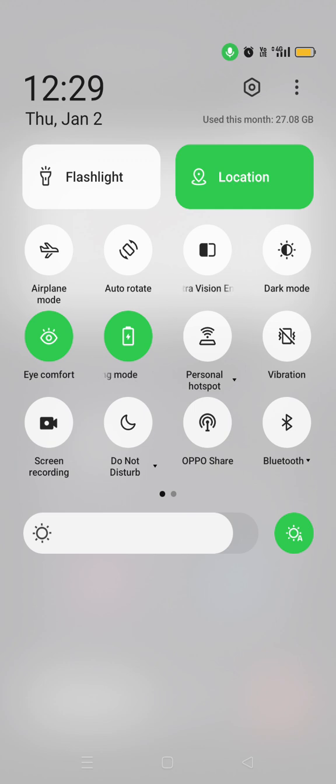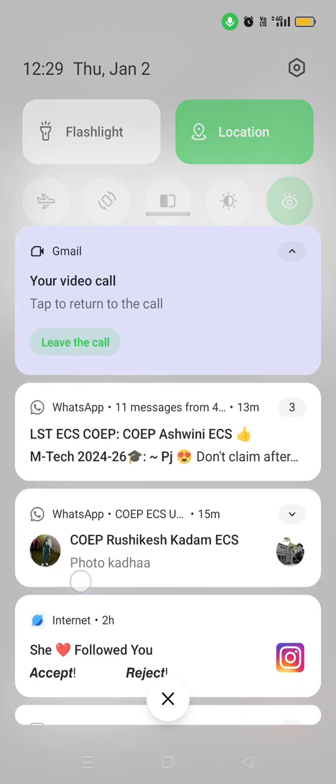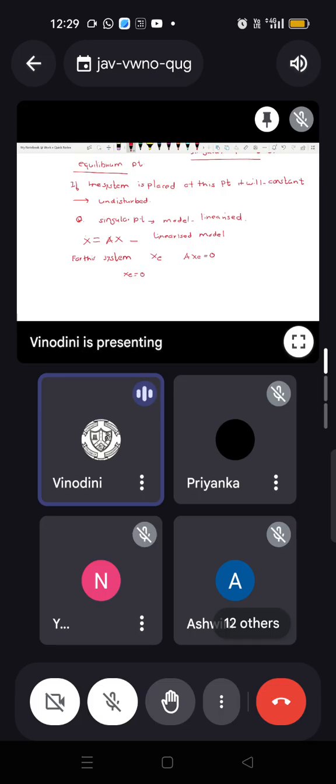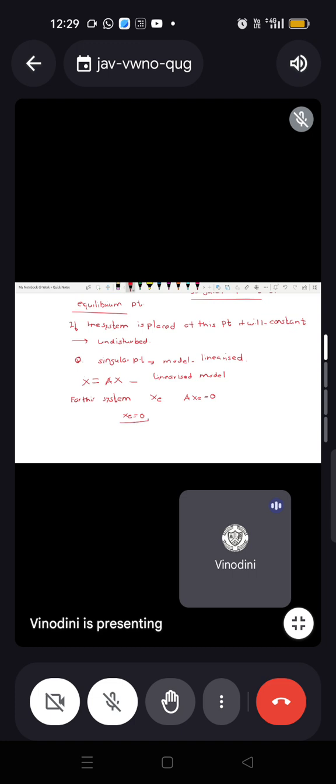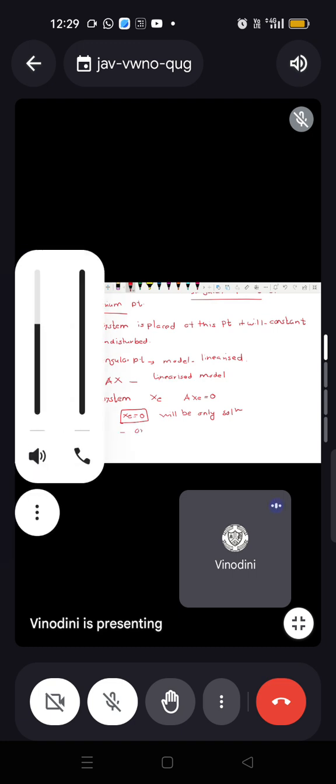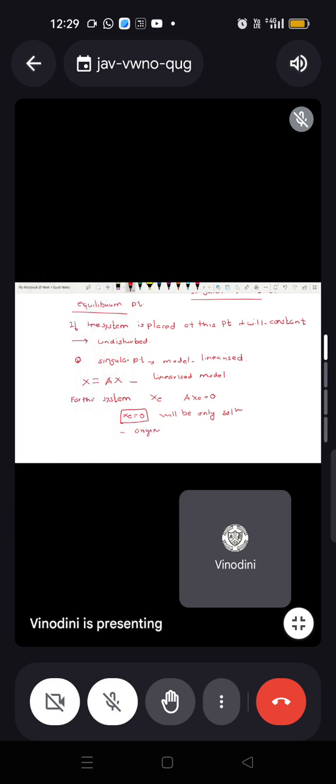So A Xe will be 0. If it is there, then Xe equal to 0 will be the only solution, and it becomes the origin. So the origin can be an equilibrium point, provided the determinant of A is not 0.